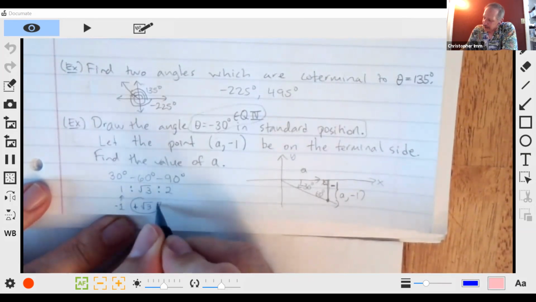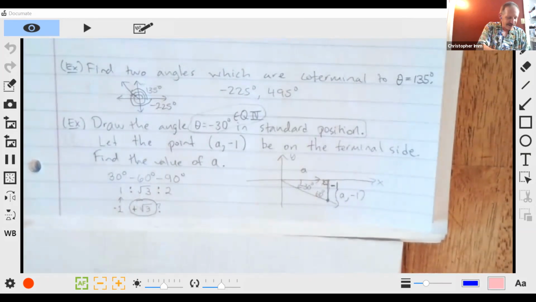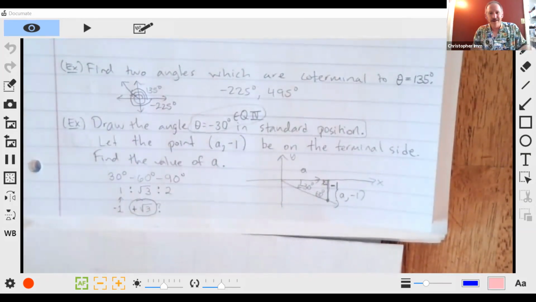All right. So if we can find one side of a 30, 60, 90 or 45, 45, 90, then we should be in good shape to find the rest of them. Okay. Questions?